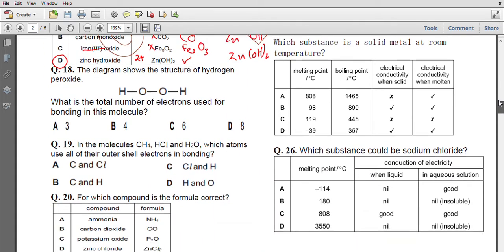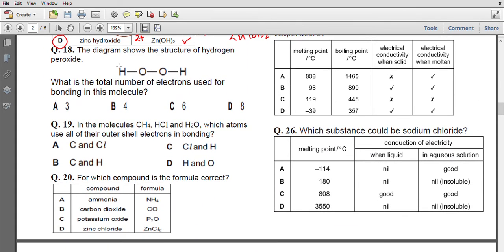Proceeding, question number 18. The diagram shows the structure of hydrogen peroxide. And again, we have the shared lines. These lines indicate one pair of electrons, as there are 1, 2, 3 single lines. We can say each line represents one pair, meaning 2 electrons. So there are a total of 6 electrons which are shared. So C will be the right option.